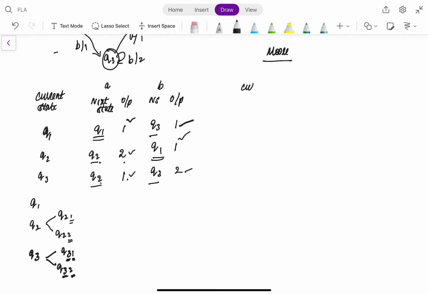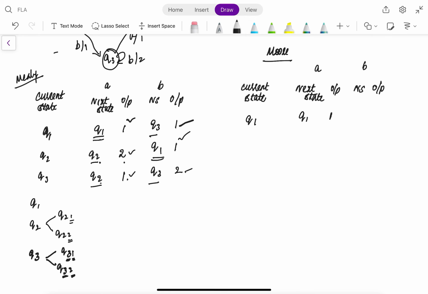Same columns: current state, A, B, next state, output, next state, output. Okay, now look at the transition table of the Mealy machine. First state is Q1. We already saw Q1 occurs in two places with the same output, so we did not split Q1. Q1 is as it is, with output 1.